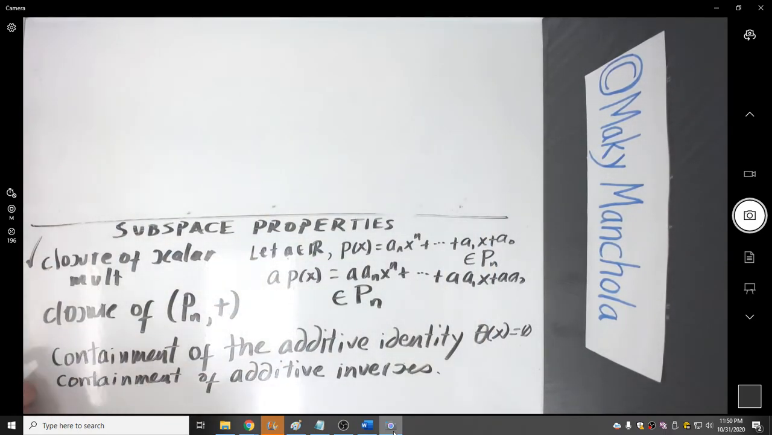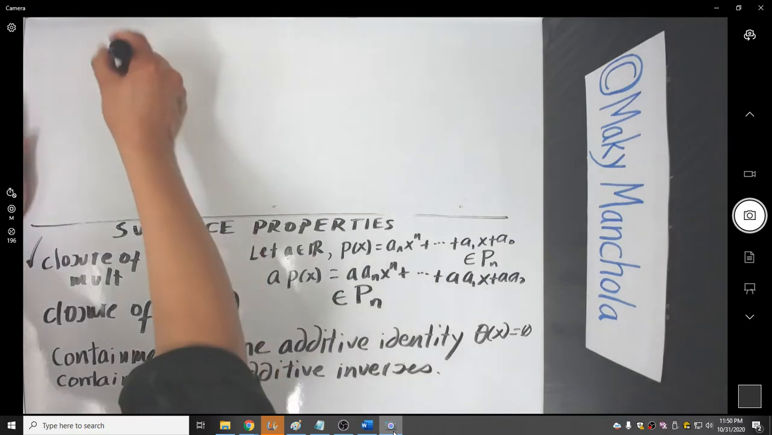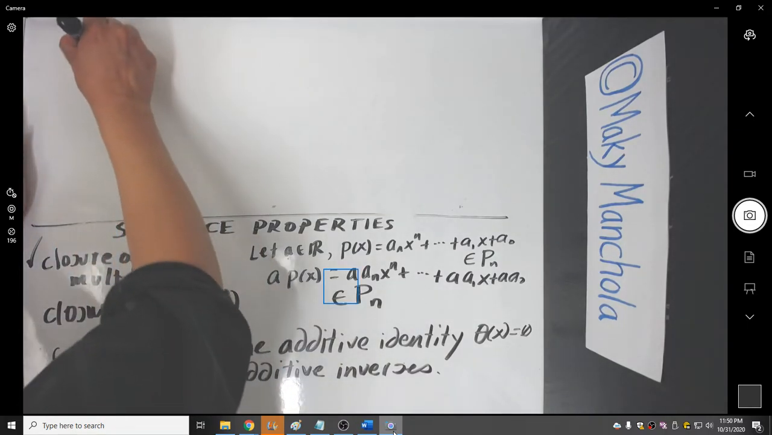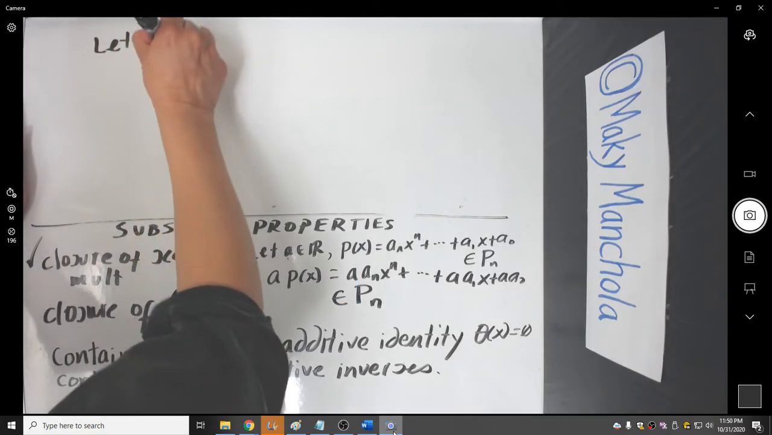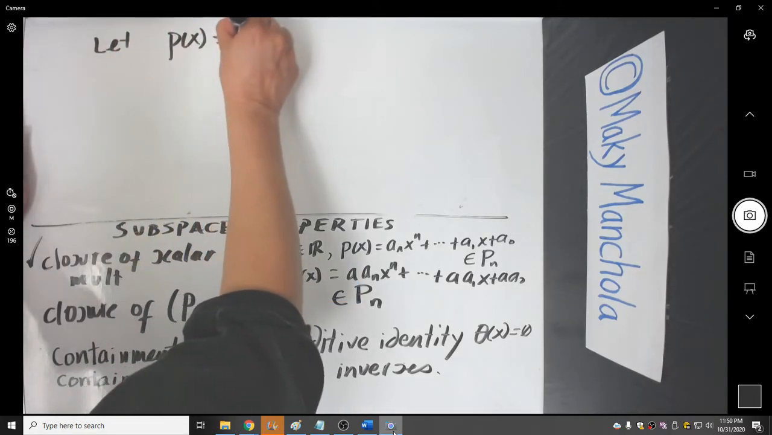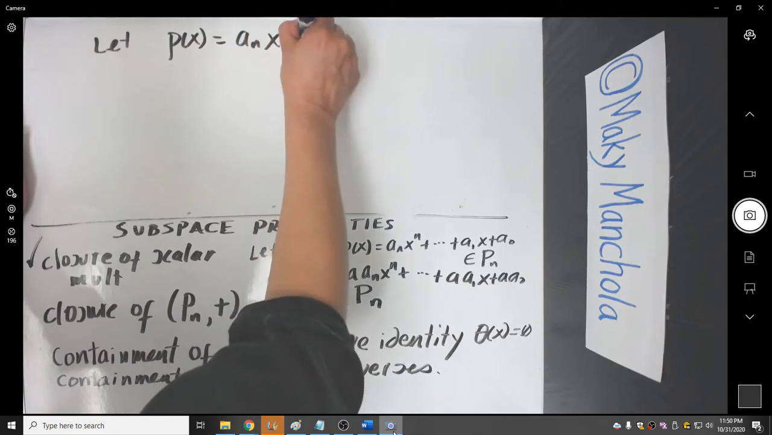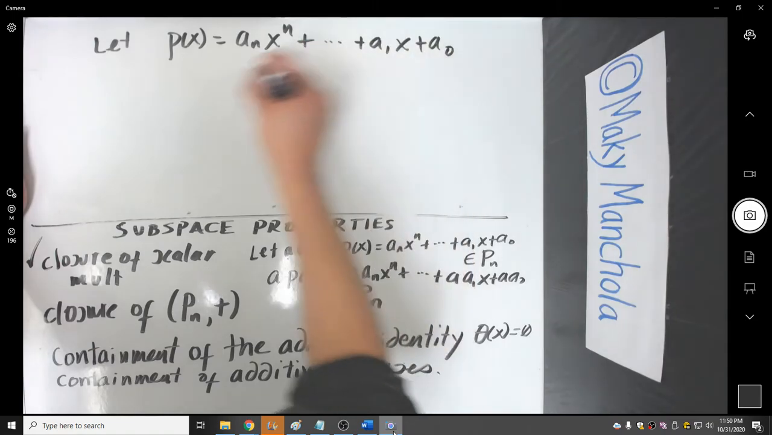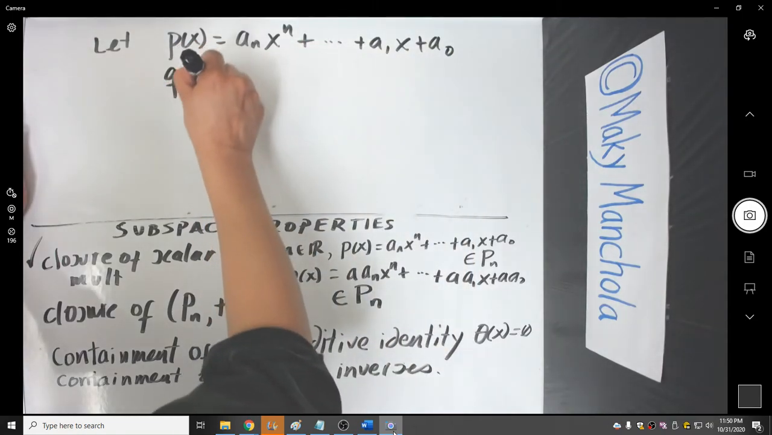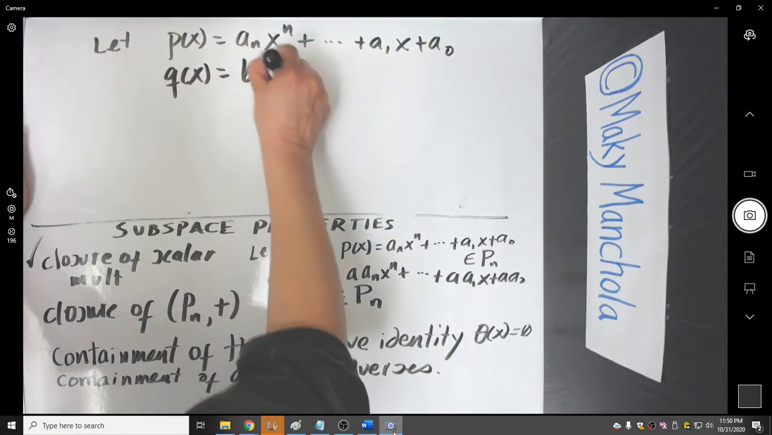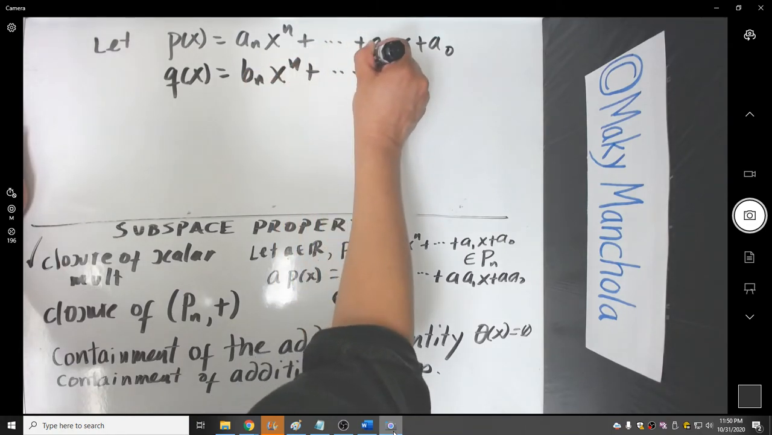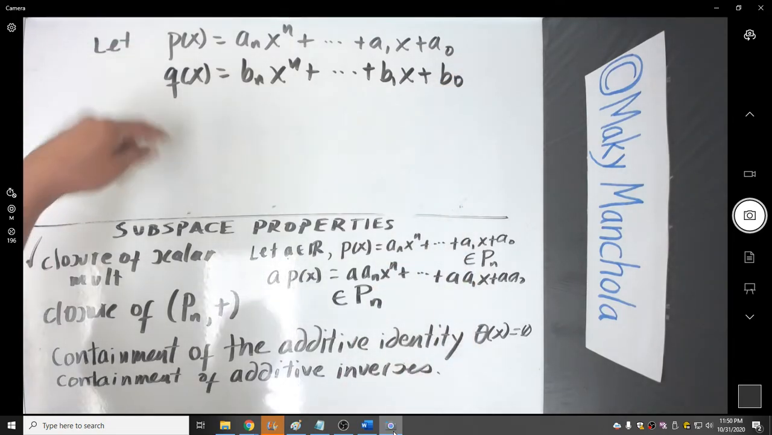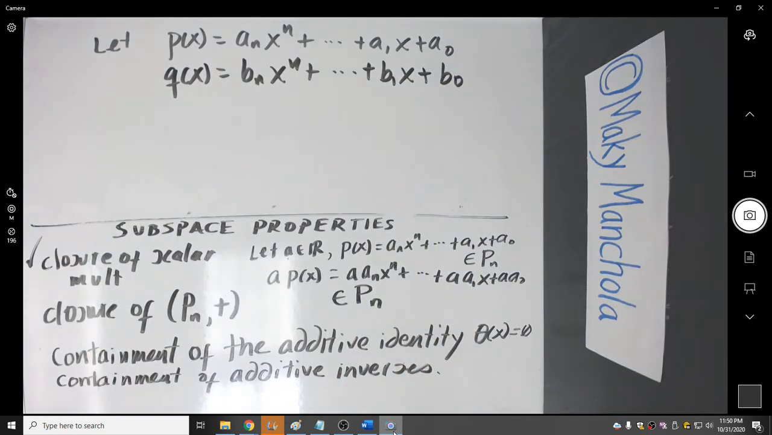So let's pick two elements in Pn. Let P of x equal a_n x^n plus ... plus a_1 x plus a_0, and Q of x, another polynomial, b_n x^n plus ... plus b_1 x plus b_0. Each of these is a polynomial of degree n or less.